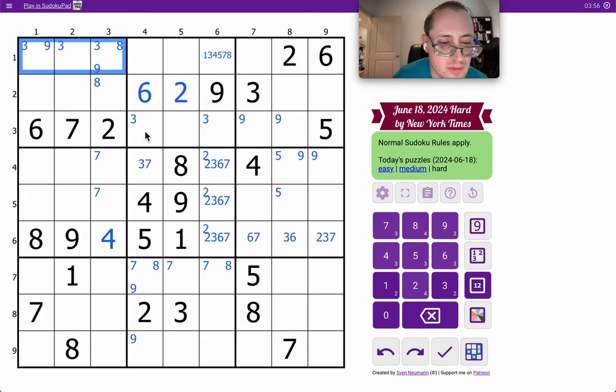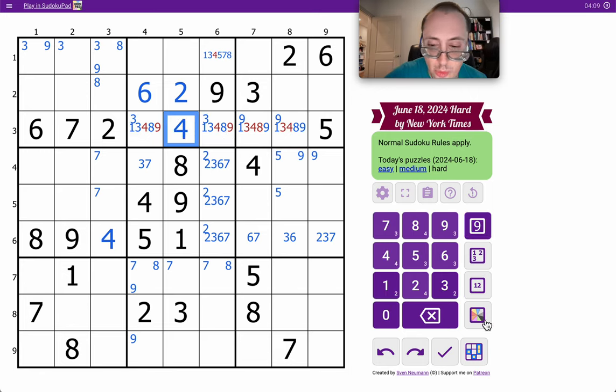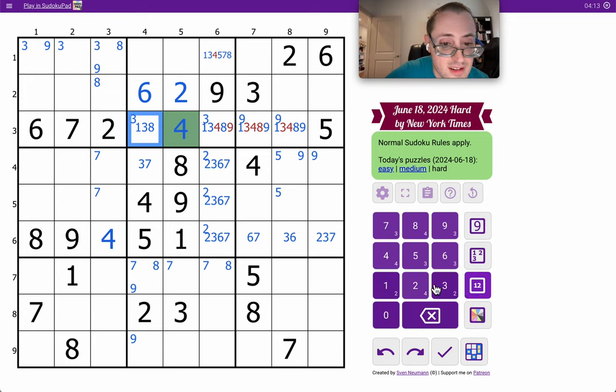2, 5, 6, 7. I need 1, 3, 4, 8, 9 for the rest of row 3. Am I going to get anything useful out of it? Oh, that sees 1, 3, 8, 9. That's a hidden 4. Okay, that may help a lot.